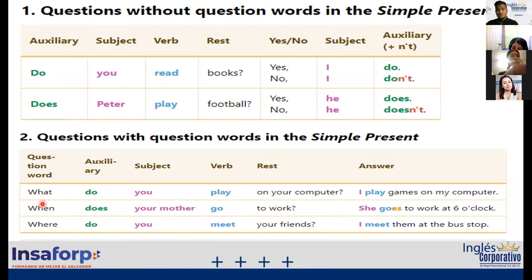No more than that. Si te fijas en la primera que dice, what do you play on your computer? Aquí no estoy modificando el verbo. ¿Por qué? Porque no es tercera persona. Pero sí tengo que dar una respuesta larga. Yo digo, I play video games, or I play games on my computer. Pero como en la segunda yo tengo your mother, y your mother es una ella, so when it comes to the answer, I will have to modify it because I'm going to be using a third person.